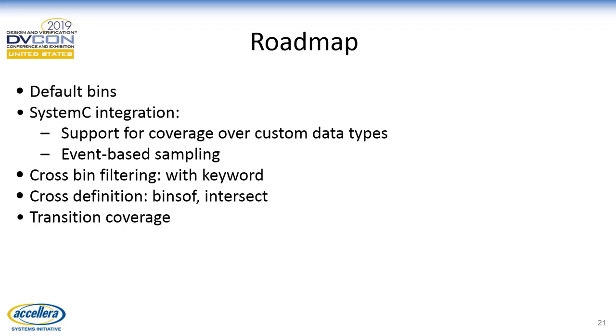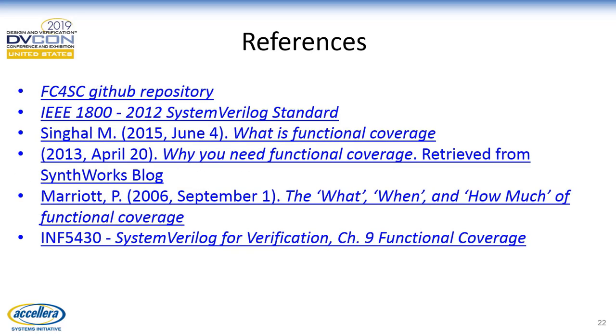And maybe stuff related to cross-bin filtering. Although this is not yet certain, we are still investigating ways to go about it. But it's something that we are thinking about, and including transition coverage. This is a slide with references. If you would like to know more details regarding functional coverage, you can look this up. To me, they seem to be pretty nice.